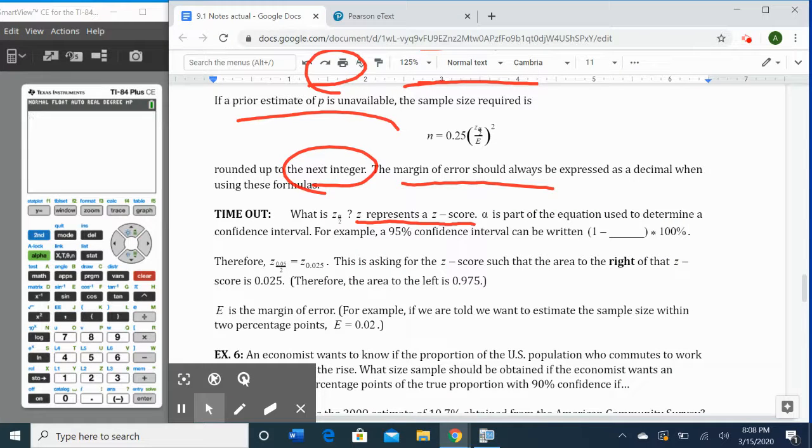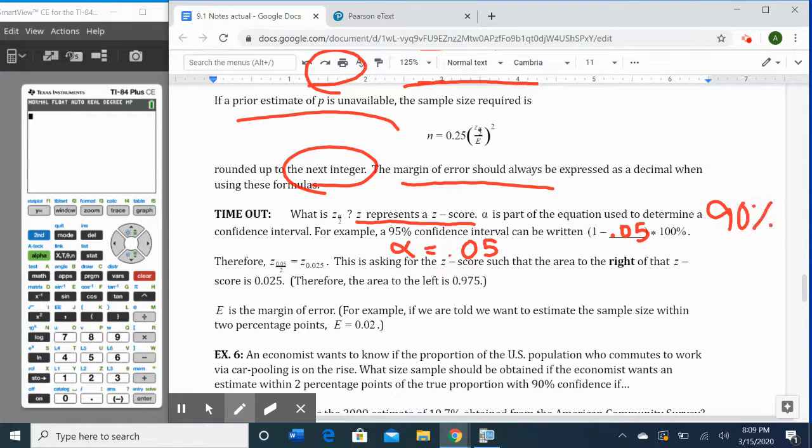Alpha is part of the equation used to determine the confidence interval. For example, a 95% confidence interval can be rewritten as 1 minus 0.05, which means for a 95% confidence interval, alpha is 0.05. For a 90% confidence interval, alpha is 0.1. It's just whatever you had to subtract from that 100%, but you write it as a decimal.